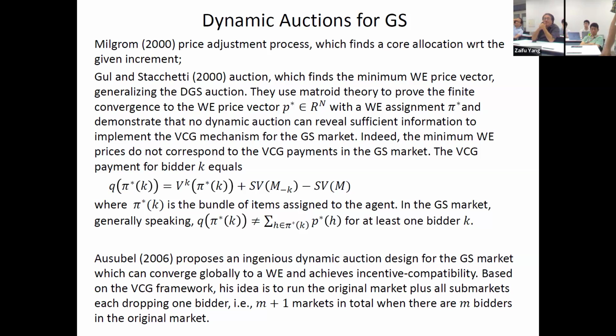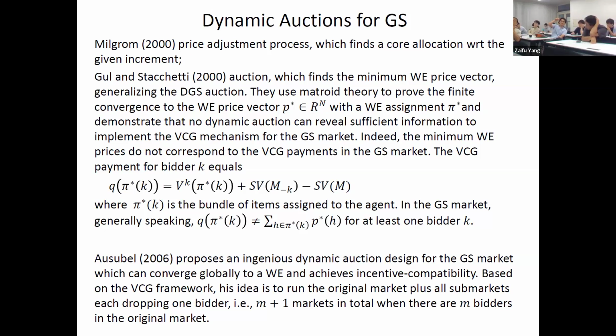But now it's quite easy to understand why this is not true. The first fact is that this one is not true anymore. For the assignment, it's true, but for a more general market, it's not true. So then Ausubel proposed a very ingenious dynamic game. I remember that statement: the minimum Walrasian price coincides with the VCG price for the assignment option, but not here.